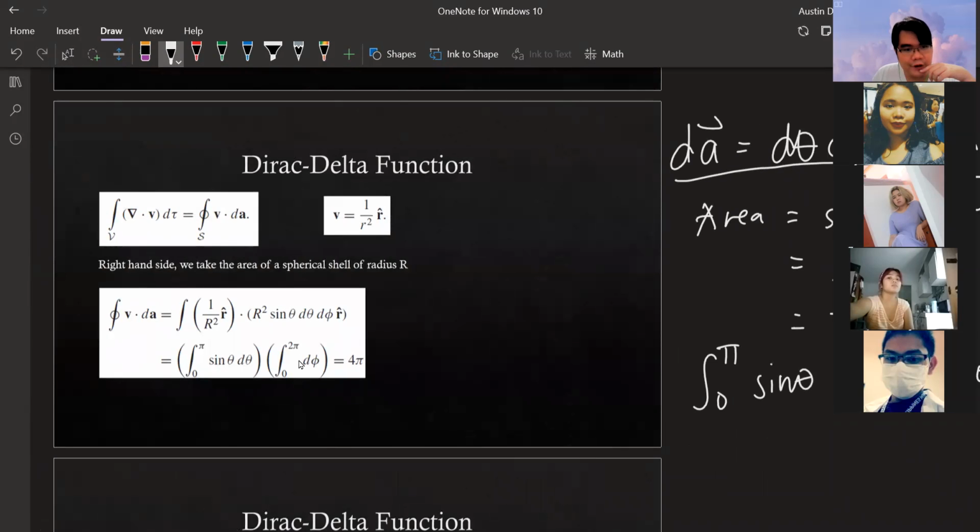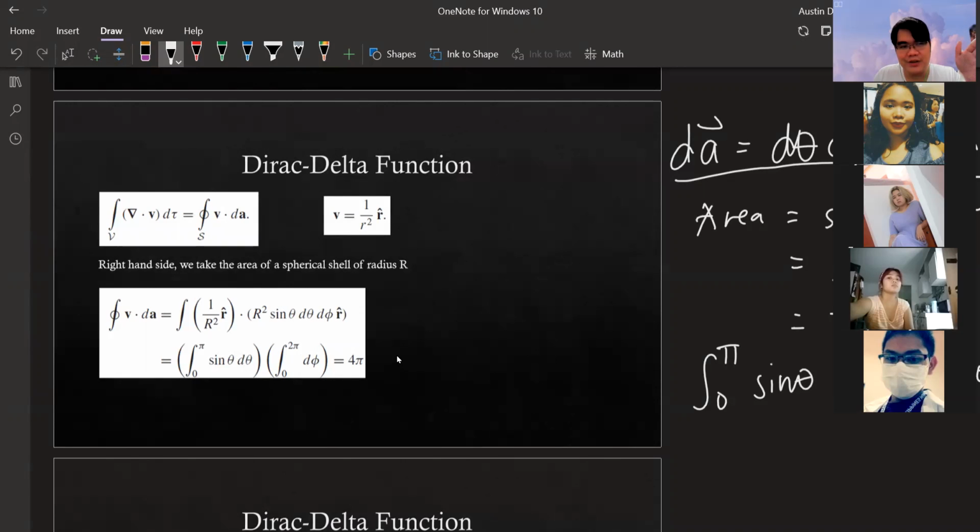And this is pretty straightforward dahil wala namang variable doon. That's just a constant 1. So integral nun will be just phi evaluated from 0 to 2 pi. And that gives me 2 pi. So 2 pi times 2 is 4 pi. Okay, makes sense na to, no?